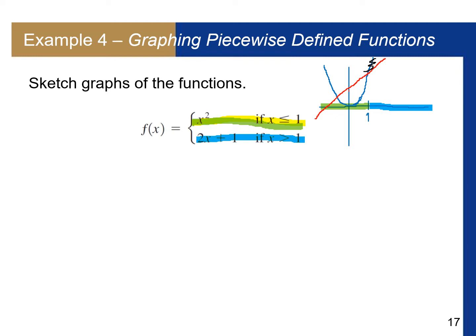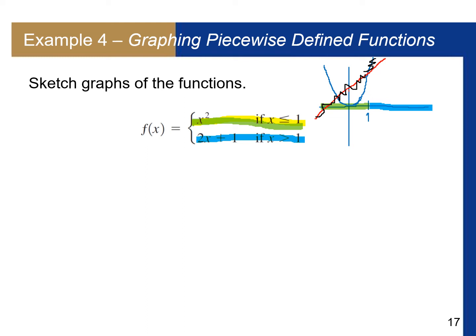And the same for my 2x plus 1. I only want where it's greater than 1. So I only want this part. I don't want any of this right here for that function because I don't care about that part of it, because it's not in this domain.